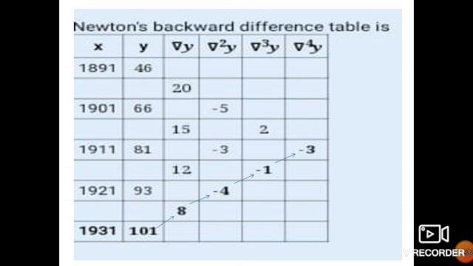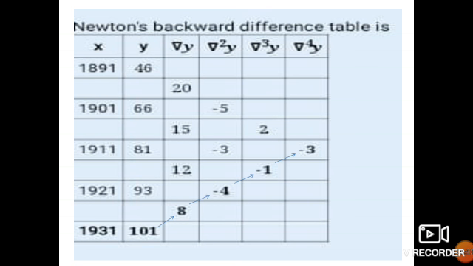Again, the third differences are calculated: minus 4 minus of minus 3, so minus 4 plus 3 we get minus 1. Next, minus 3 minus of minus 5, so minus 3 plus 5, the answer is 2. And then the last final difference is minus 1 minus 2. Both are negative values, so adding them we get minus 3 as the final value. And this is a backward difference problem.